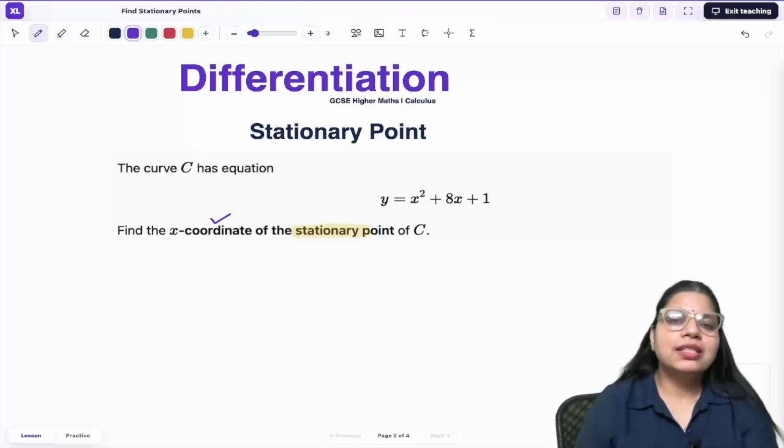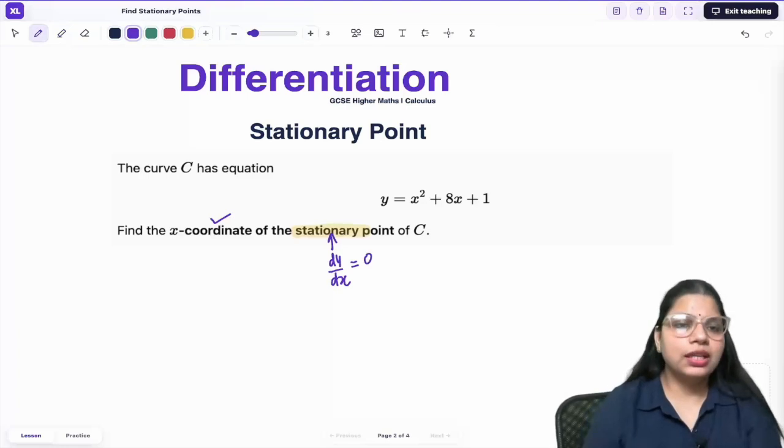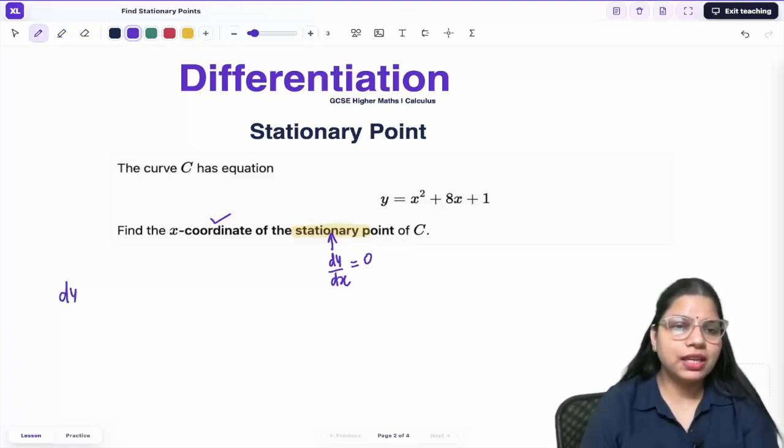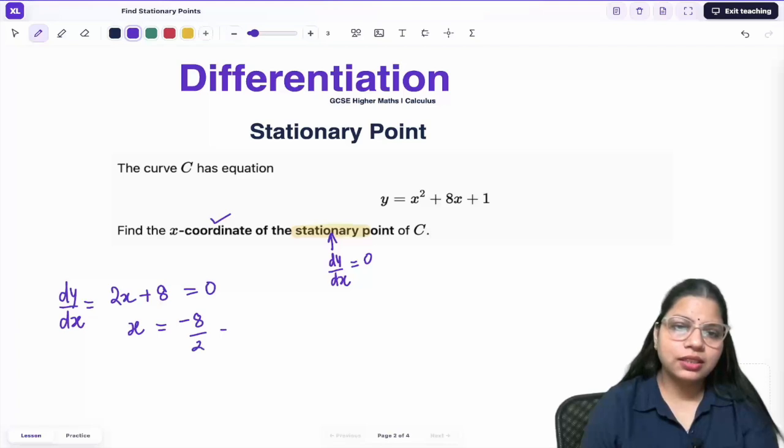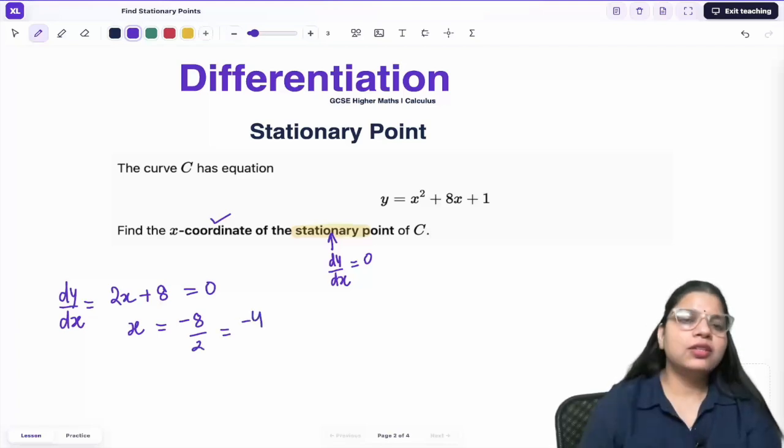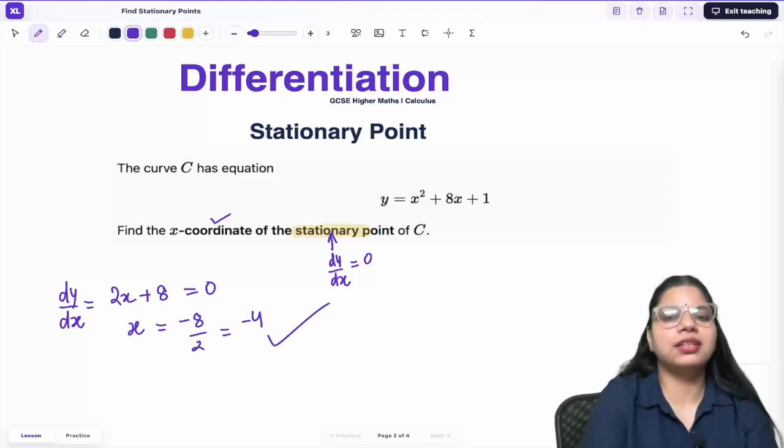So stationary point means dy by dx is zero. It's hidden information given to us. Now let's find dy by dx for the given equation. That's 2x plus 8. If it is equal to 0, what is the value of x? That's pretty simple, isn't it? That is minus 4. So yeah, if I did not make any calculation mistake, then the answer is correct.